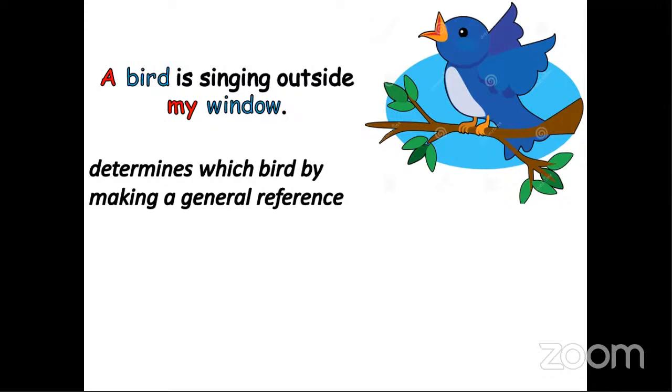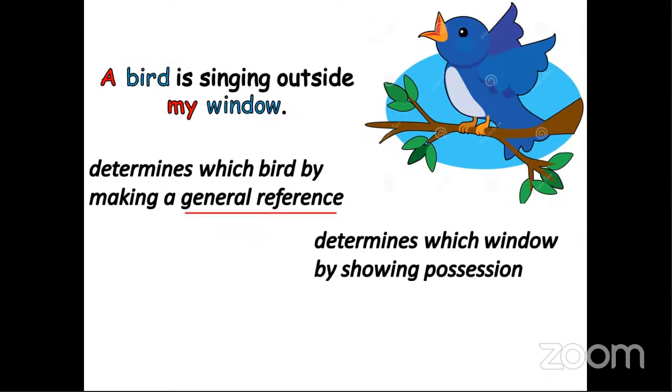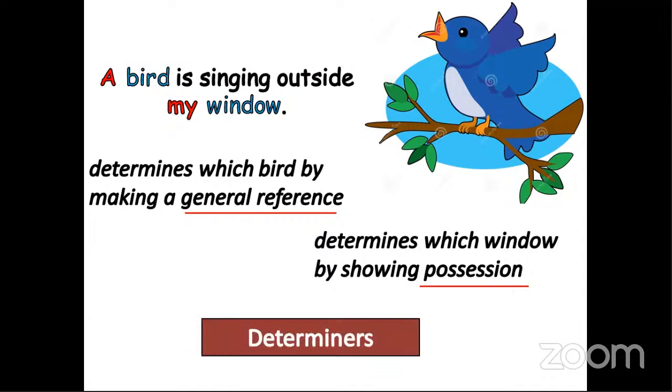In the same sentence, when I say my window, my is referring to a particular noun, window, and it is referring to it by showing possession. Is it not? It is saying my window. Hence, my is also a determiner. So in that sentence, we have two determiners. We have a, which is making a general reference, and we have my, which is showing possession. Both these are determiners.